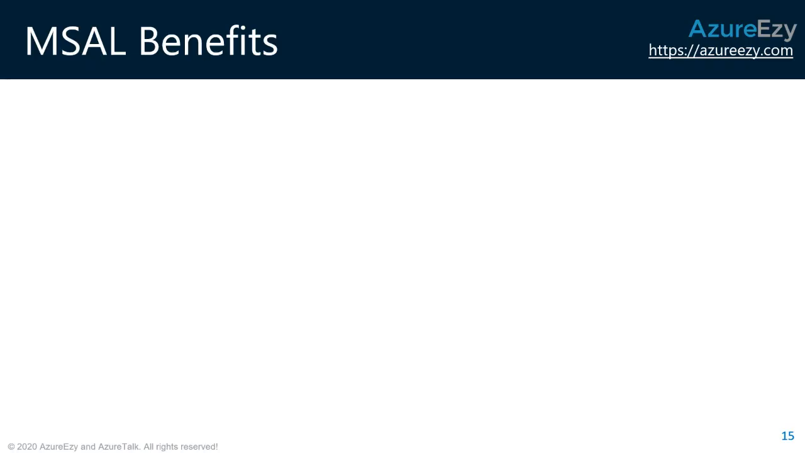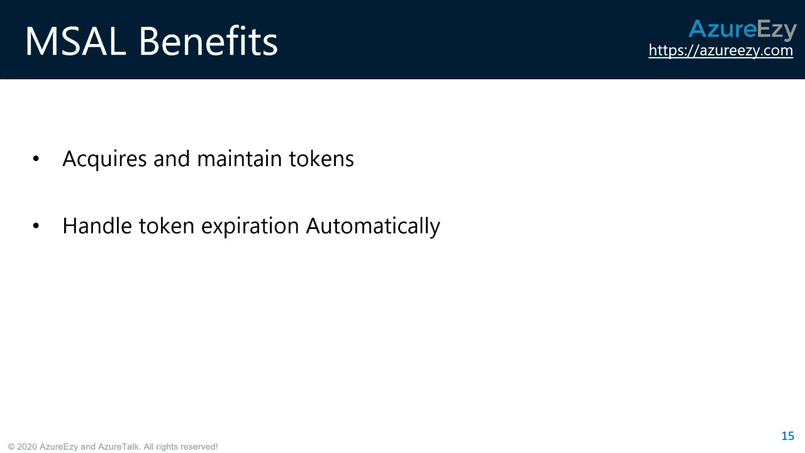There are some benefits of why we should use MSAL. What benefit do we have? Using MSAL, you don't need to directly use any OAuth libraries in your code. It acquires and maintains the tokens automatically. It also handles token expiration, so if the token has to be refreshed or has expired, it manages those things automatically.